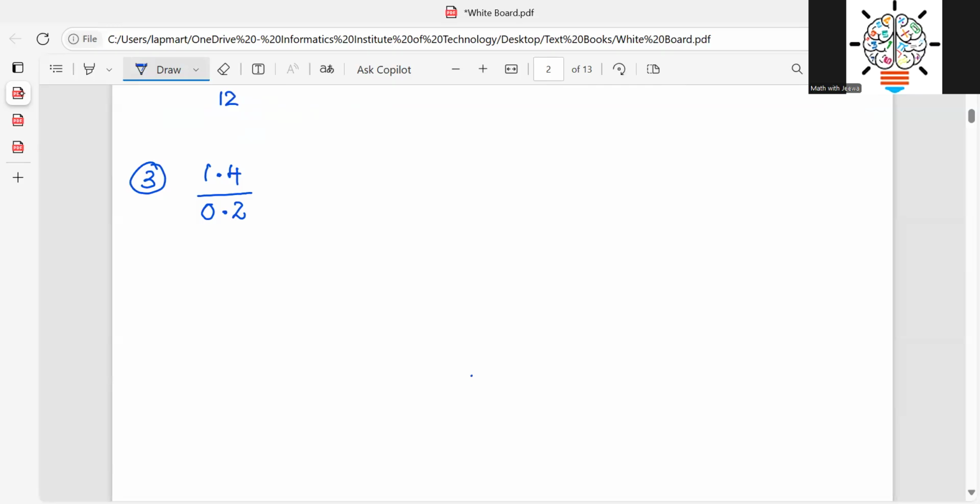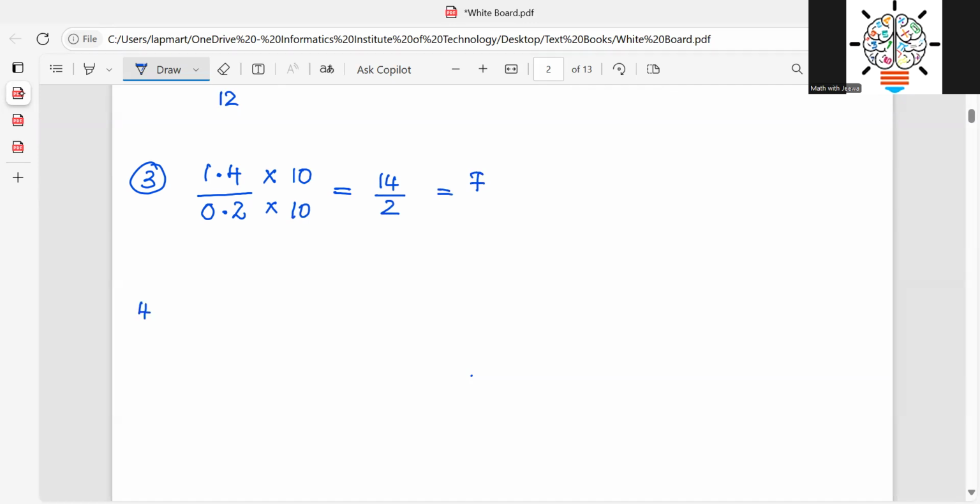But here, we have the decimals in the numerator as well as the denominator. My main concern is to remove the decimal status in the denominator. How can I do that? Here it is with 1 decimal place. I multiply this by 10, then I know this becomes 2. If I do something to the denominator, I should do the same thing to the numerator. So then my answer will be 14 divided by 2. The answer is 7. Right?